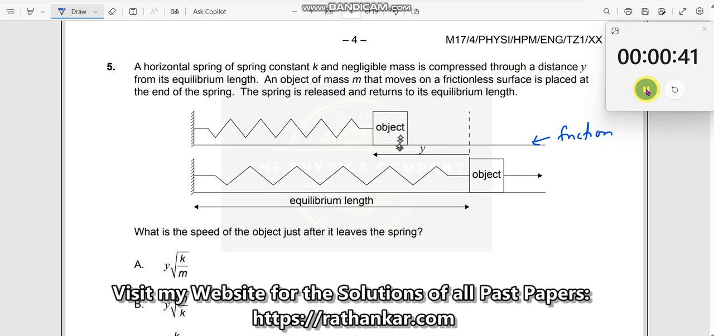The spring is released, and the moment the spring is released, it returns to its equilibrium length. So what will happen? The object will start flying over here, so start moving over here. What is the speed of the object just after it leaves the spring? So from here to here it moves and then it starts moving.